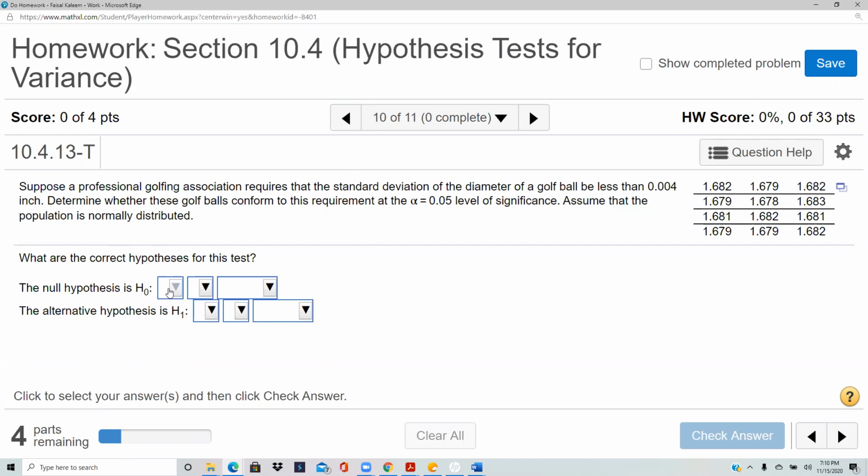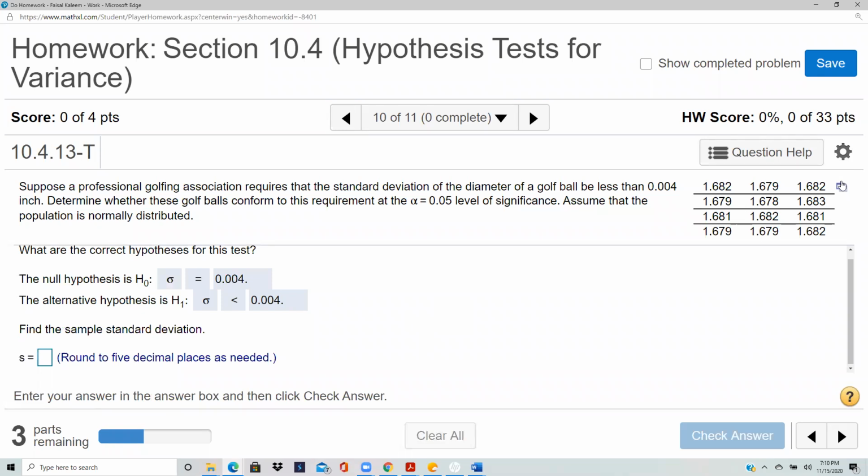Okay, first the hypotheses. We're interested in the standard deviation of the diameter. So we use sigma, the standard deviation, and the null is always equals, with 0.004 being the value we are looking at. And then the alternative is that we are trying to see if it's less than.